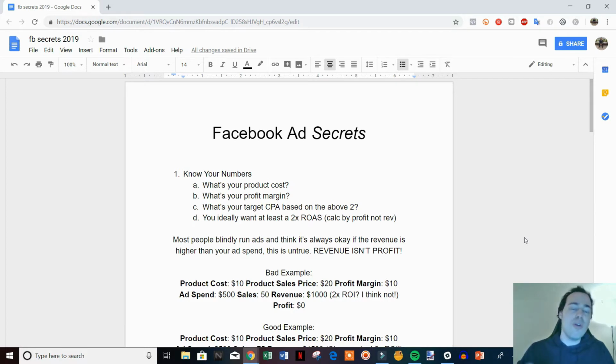So I want to jump into 2 examples that are going to highlight this big difference. Because the first example may actually seem good at face value, but when you dig into the numbers, you'll see that it isn't as good as initially advertised. So in the first example here, our product cost is $10, and we're selling it for $20, so we have a profit margin of $10. Let's say we spent $500, so we have $500 worth of ad spend, and we generated 50 sales. Those 50 sales generated us $1,000 in revenue.